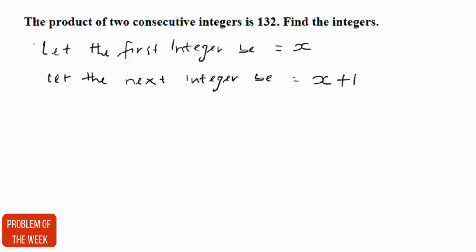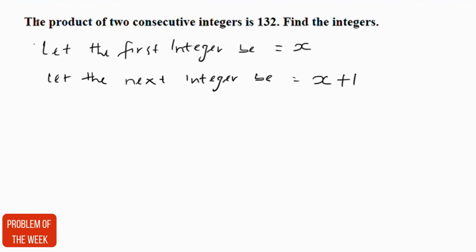So if I have first number as 1, second number will be what? 2. If I have first number as 10, the second number should be 11. Understood? So it says the product.